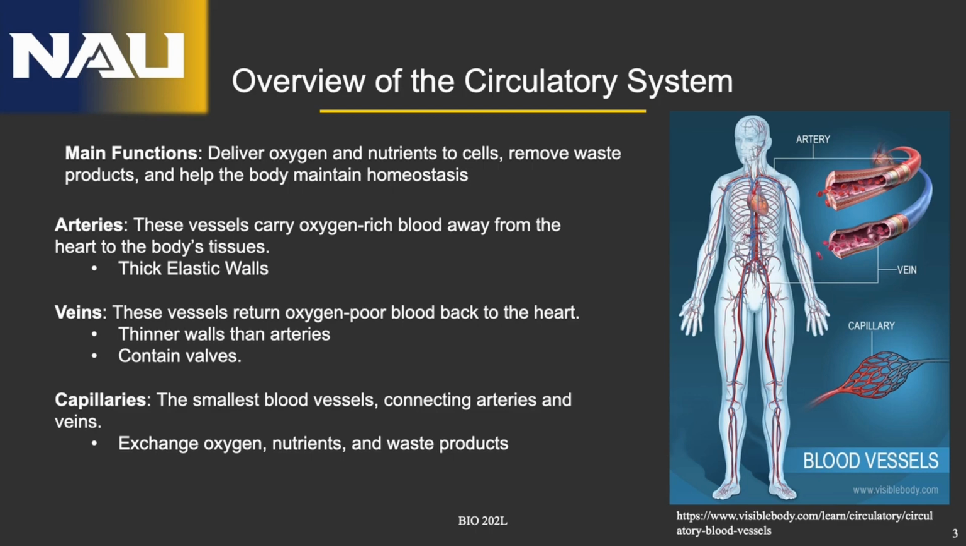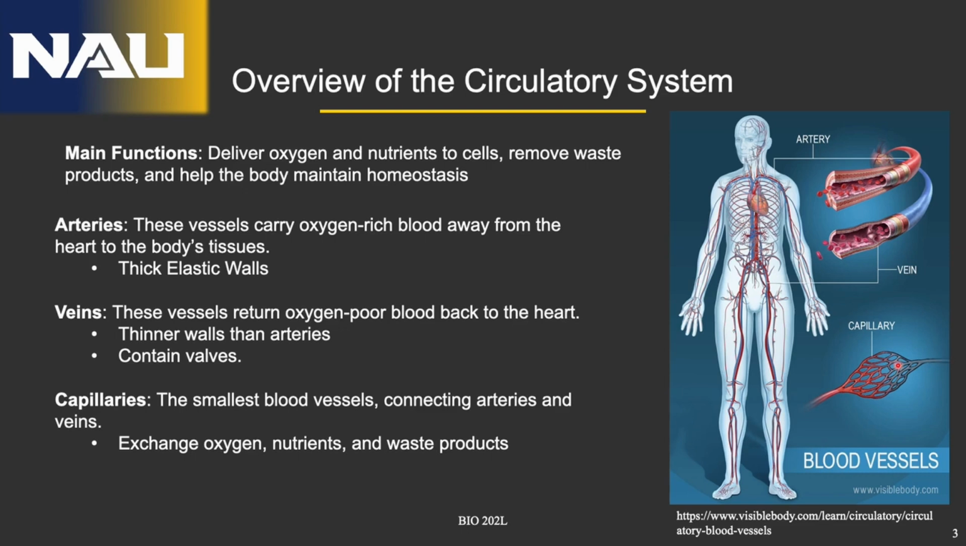Let's start with a quick overview of the circulatory system. At the heart of this system, quite literally, is the heart itself. This incredible organ pumps blood throughout the body, delivering oxygen and nutrients to tissues and removing their waste products. But the heart doesn't work alone. It relies on a vast network of blood vessels, including arteries, veins, and capillaries to transport blood to every corner of the body.